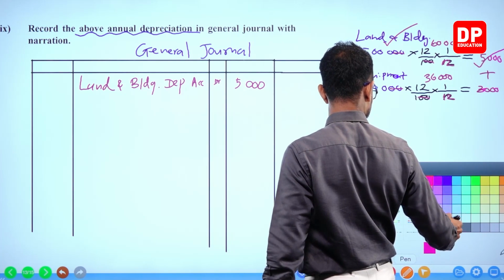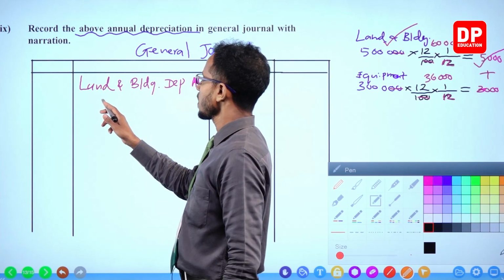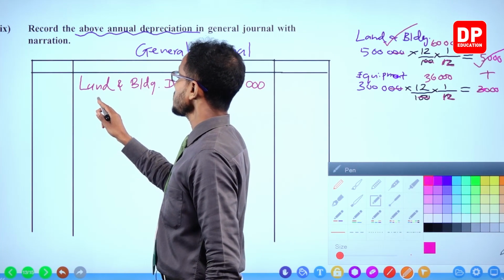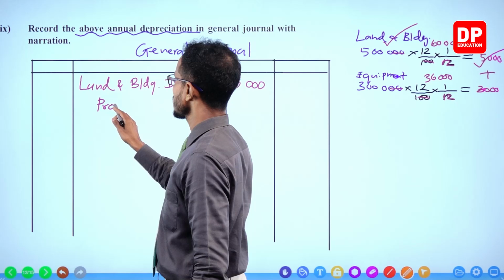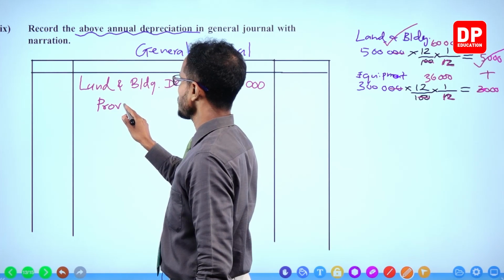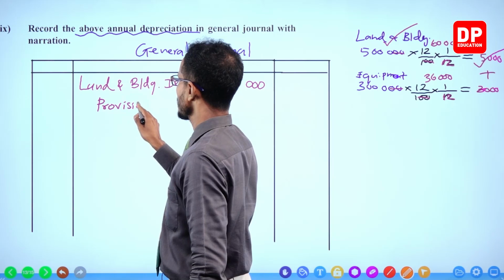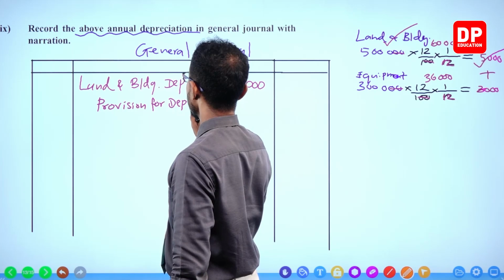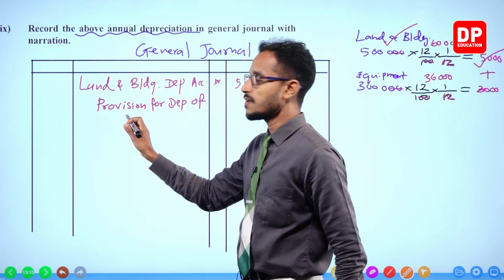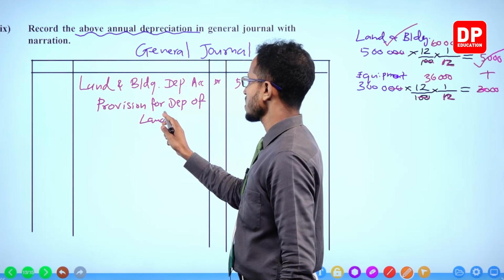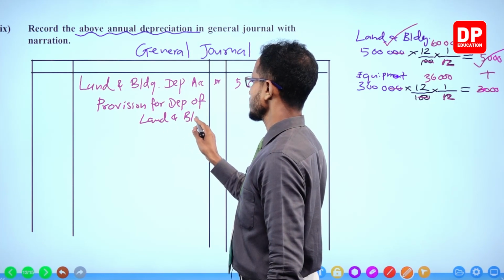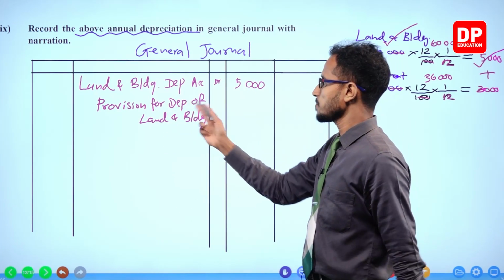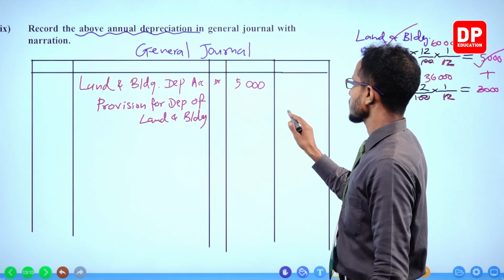Credit entry is what? Provision for depreciation of land and building. That is a double entry. You have to memorize these things. Just write this double entry and you are done. You get marks. Provision for depreciation of land and building, credit 5,000.